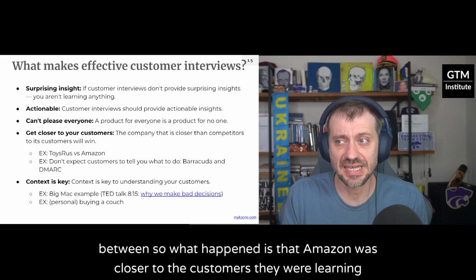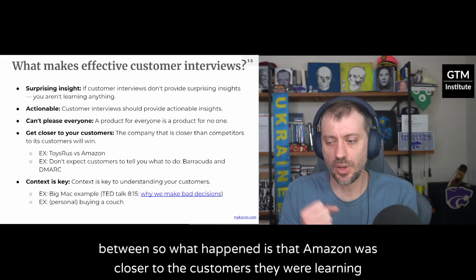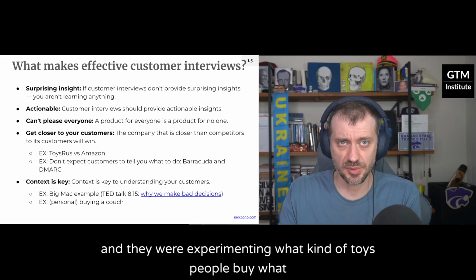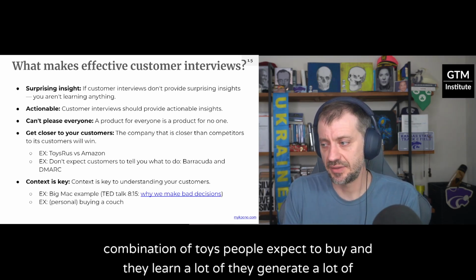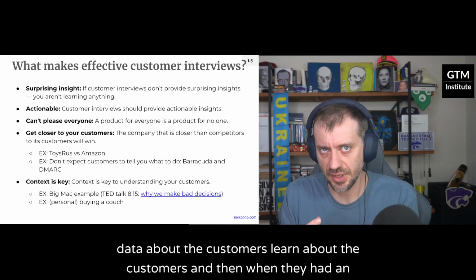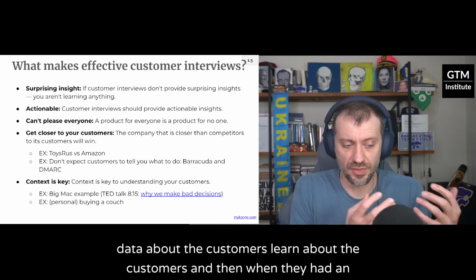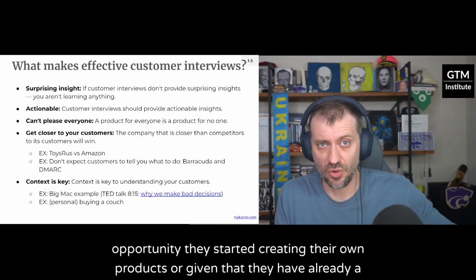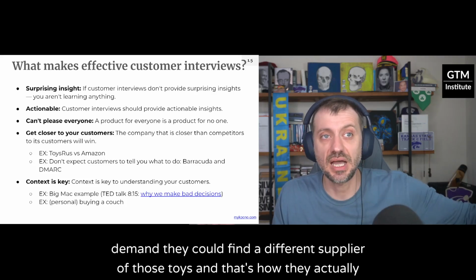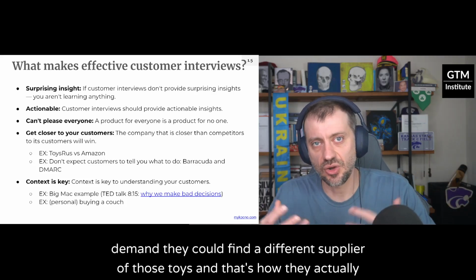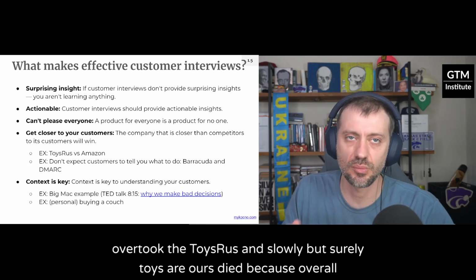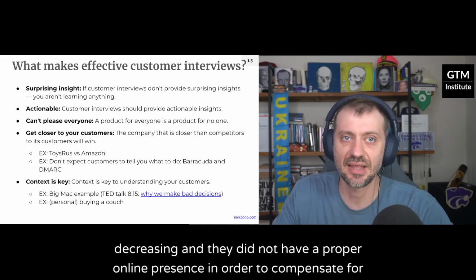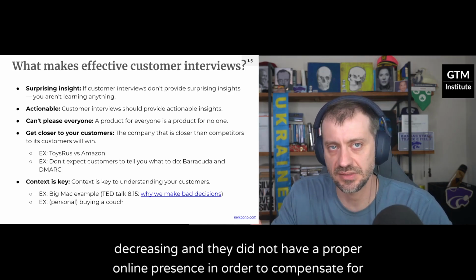So what happened is that Amazon was closer to the customers. They were learning and experimenting with what kind of toys people buy and what combination of toys people expect to buy. They generated a lot of data and learned a lot about the customers. And then when they had an opportunity, they started creating their own products, or, given that they already had demand, they could find a different supplier of those toys. That's how they overtook Toys R Us, and slowly but surely Toys R Us died, because overall brick and mortar stores have been decreasing and they did not have a proper online presence to compensate for it.